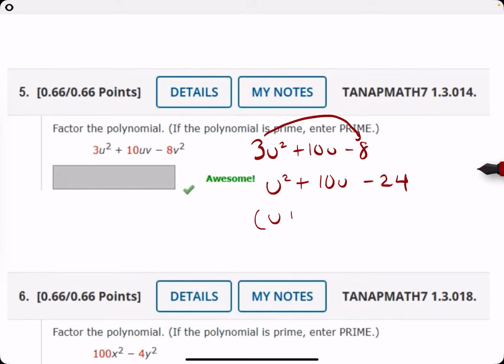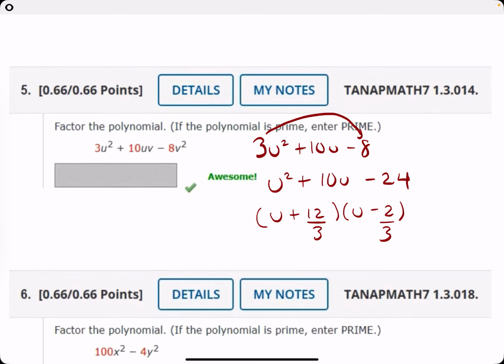What can we do? We can do u plus 12 and u minus 2. 12 times negative 2 is negative 24, and 12 minus 2 is 10. We need to make sure we divide back out by that 3. And so if we multiply by 3 at the start, we divide back out by the 3. And so then what we get is u plus 4. So if it divides nicely, go ahead and divide it nicely.